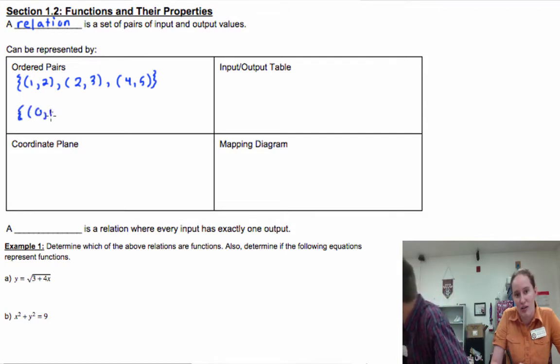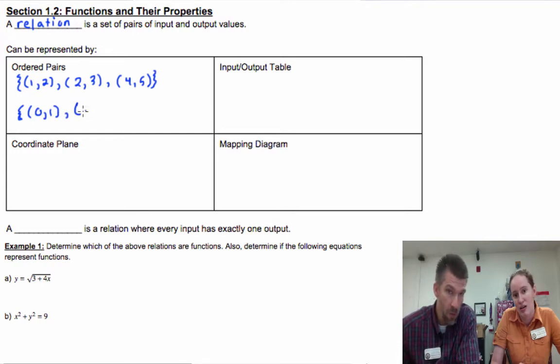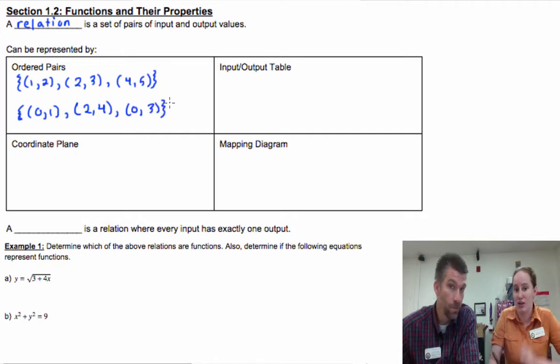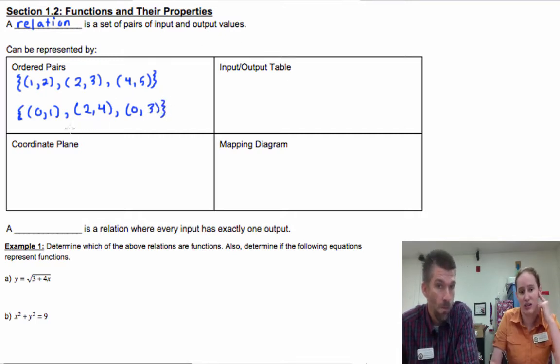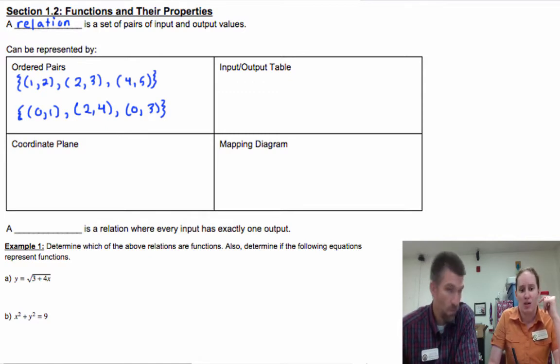We could have maybe this. Okay. So some ordered pairs. So write down those examples of ordered pairs. No rules, just right.